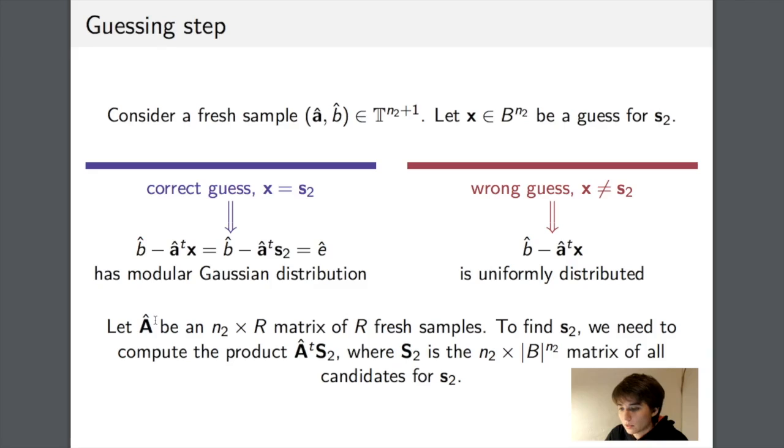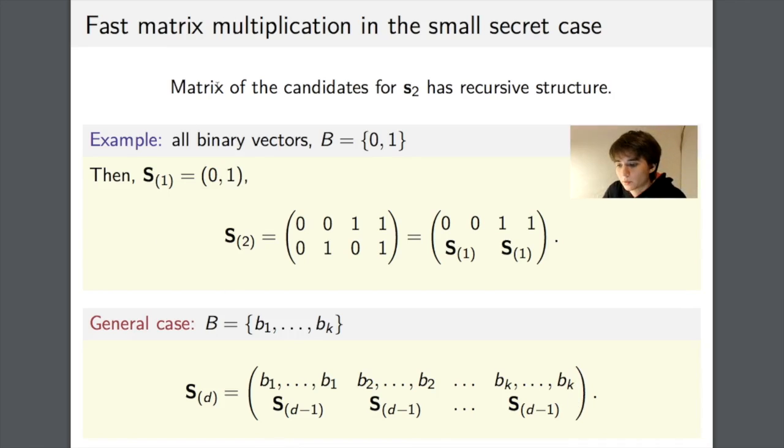To do so, we need many LWE samples from the previous lattice reduction step. We combine them into the matrix A. Then we can also combine all the candidates into the matrix S2. For example, if the secret is binary, the matrix S2 is going to be a matrix of all binary vectors of dimension n2. Then the complexity of computing the error E for all candidates is essentially the complexity of computing the product of matrices A and S2. In the small secret case, we can perform this computation faster using the recursive structure of the secret space.